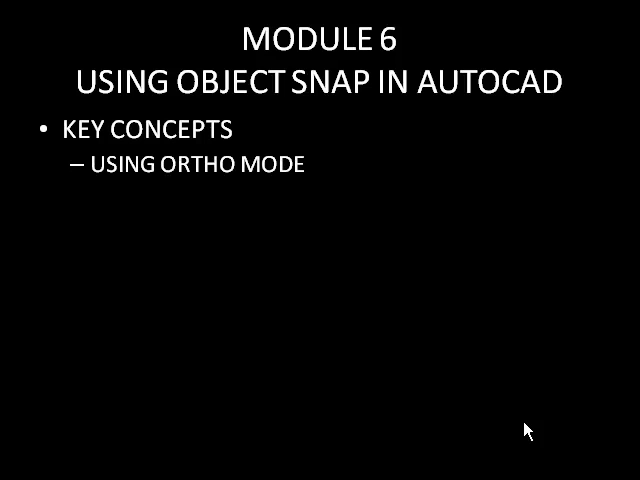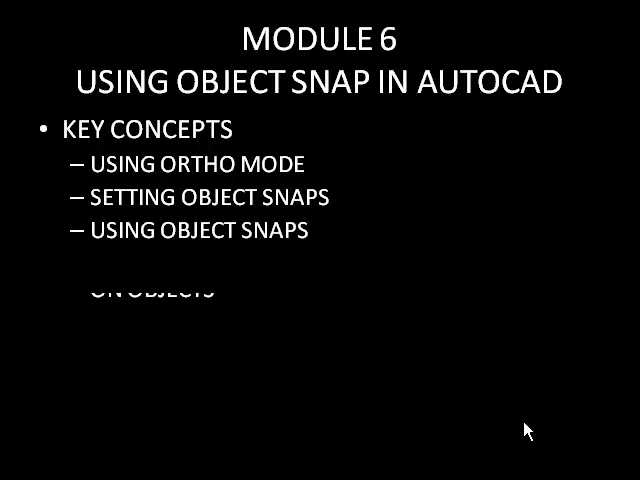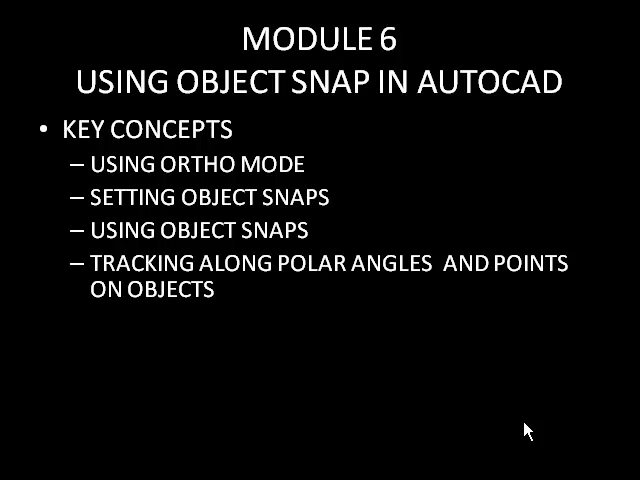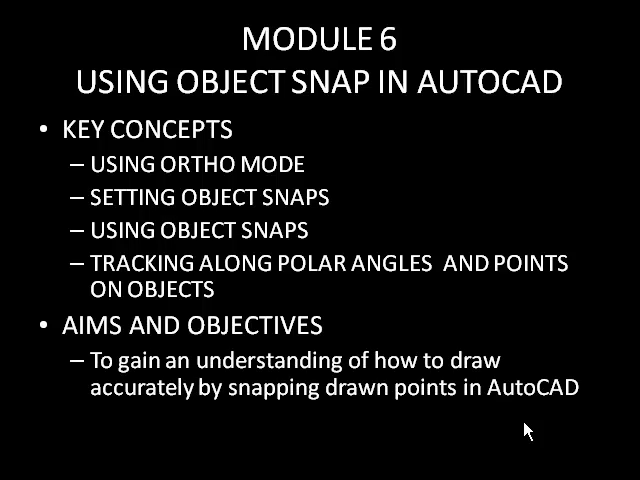Today we're going to look at how to use object snapping in AutoCAD. The key concepts are using auto mode, setting object snaps, using object snaps, tracking along polar angles and tracking along points on objects. The aims and objectives are to gain an understanding of how to draw accurately by snapping drawn points in AutoCAD.